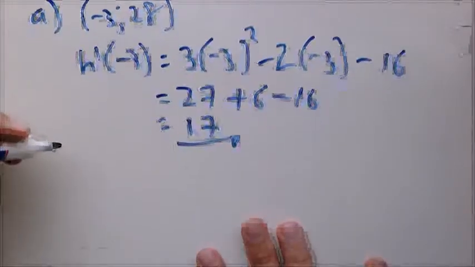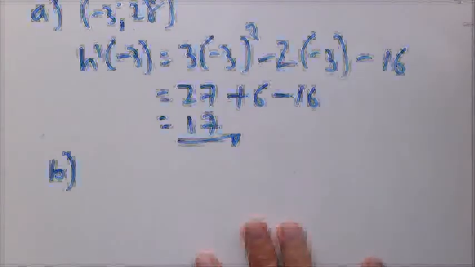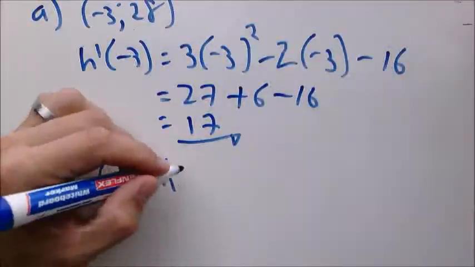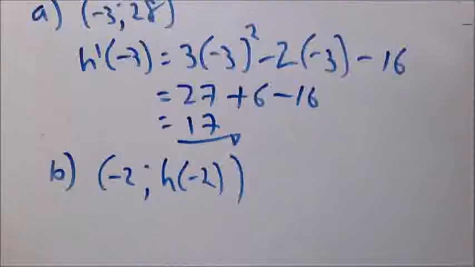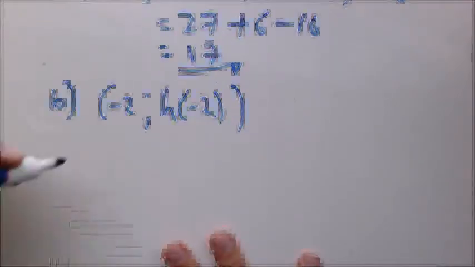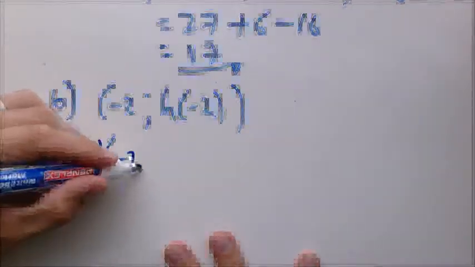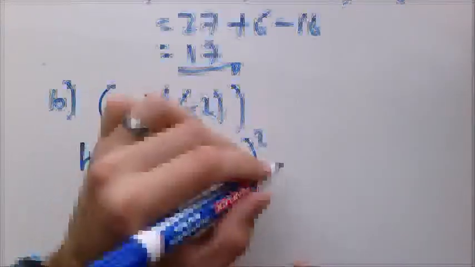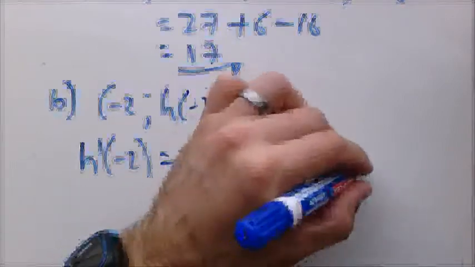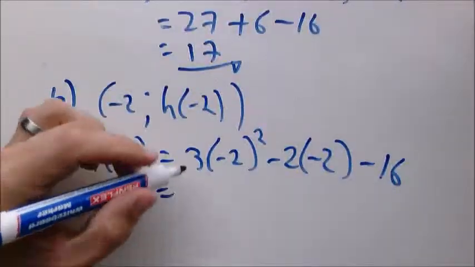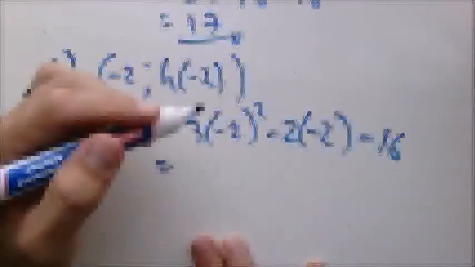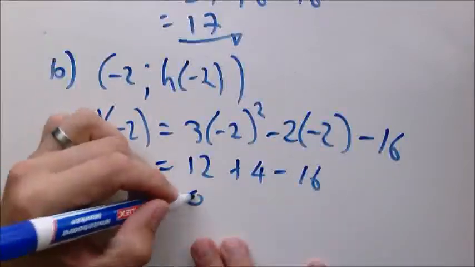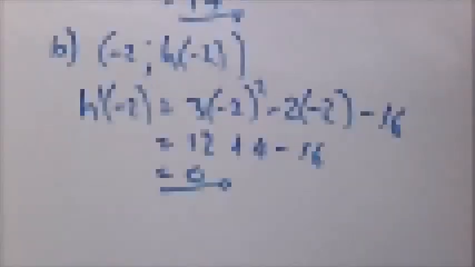Okay, now let's look at B. With B, they told us it's 2, and the y value wherever x is equal to 2. Get the derivative for x equals 2. So it's 3 times 2 squared minus 2 times 2 minus 16. Okay, so this becomes a positive 4. 4 times 3 is 12, minus 4, minus 16 equals 0. Interesting. So that's the turning point.